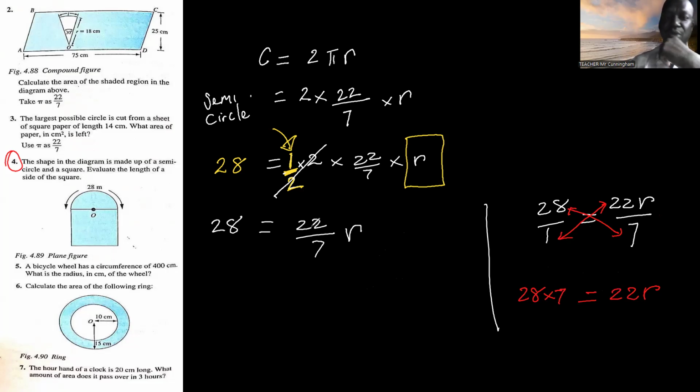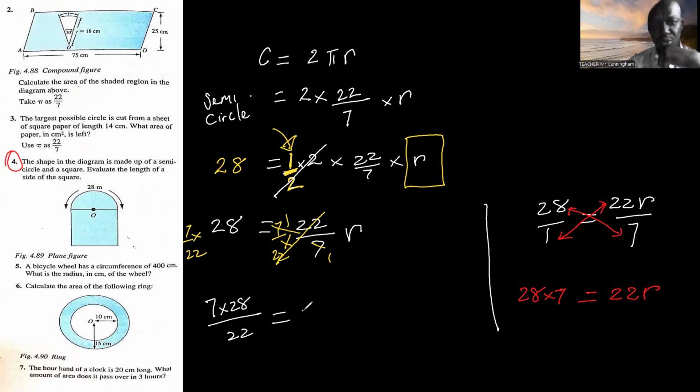I would have just inverted this fraction. So in other words, people, I am multiplying that fraction by 7/22. Whatever you do on one side, you do on the other side. So the 22 and 22 will cancel, 7 and 7 will cancel. So you are left with 7 times 28/22 equals R, which is actually the same thing.